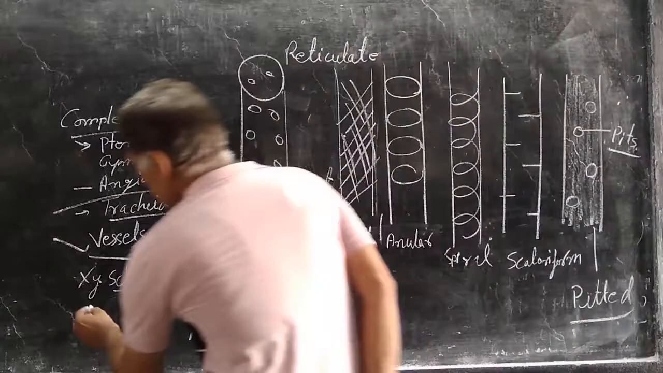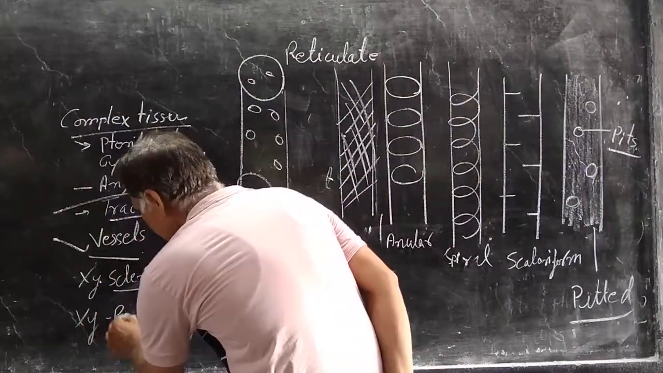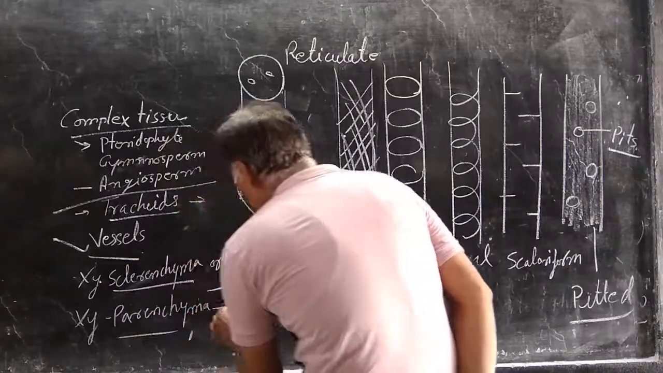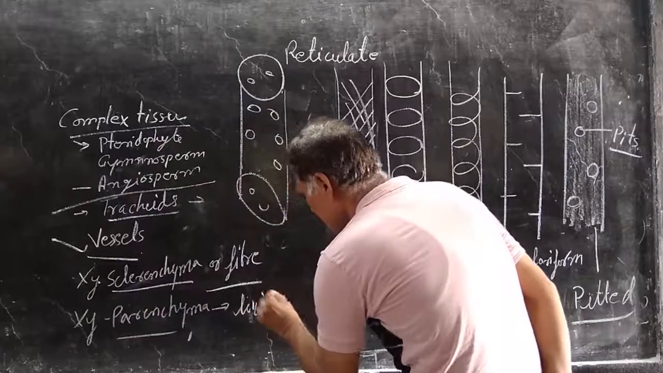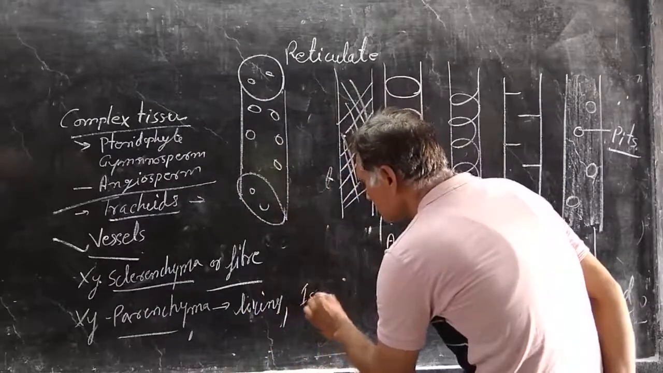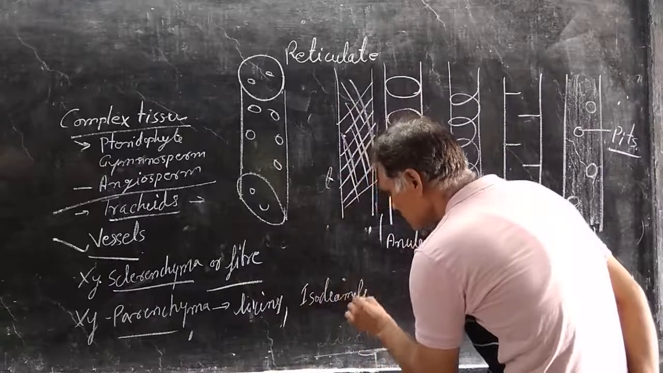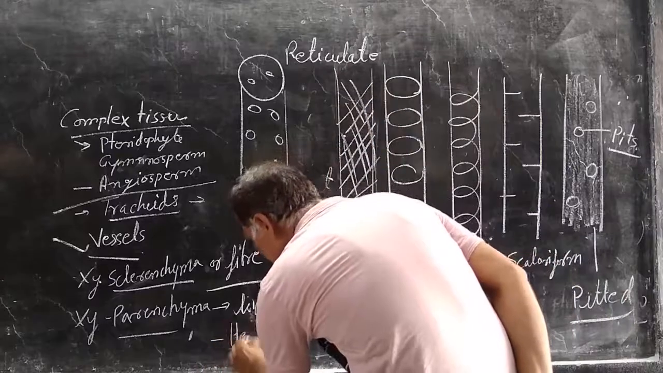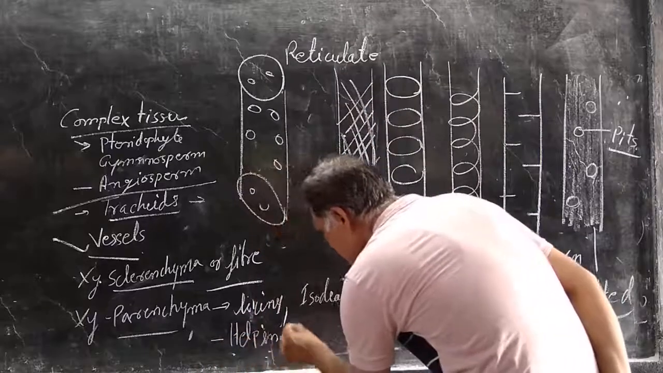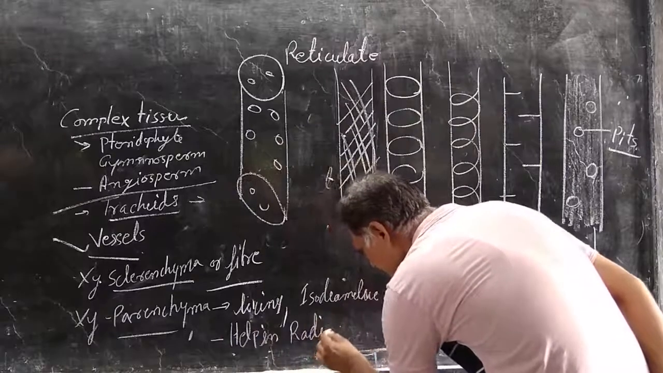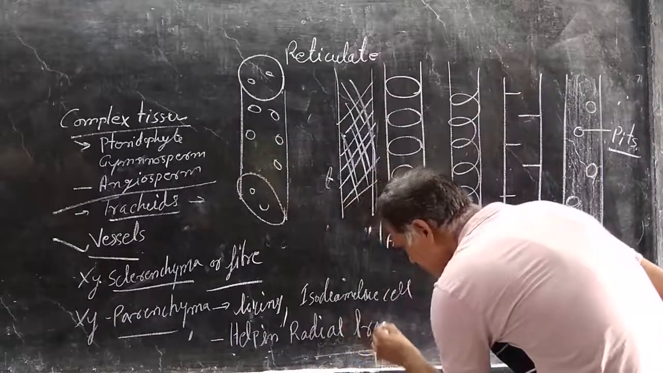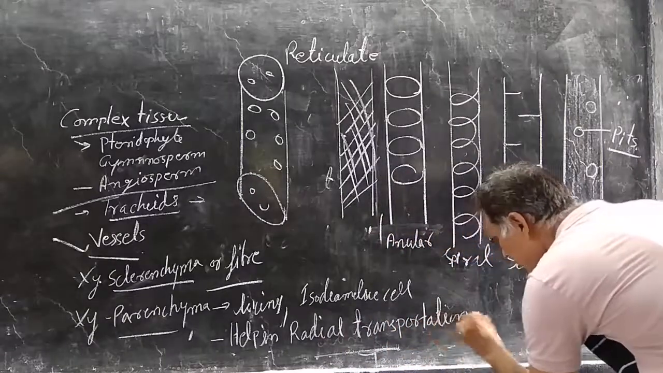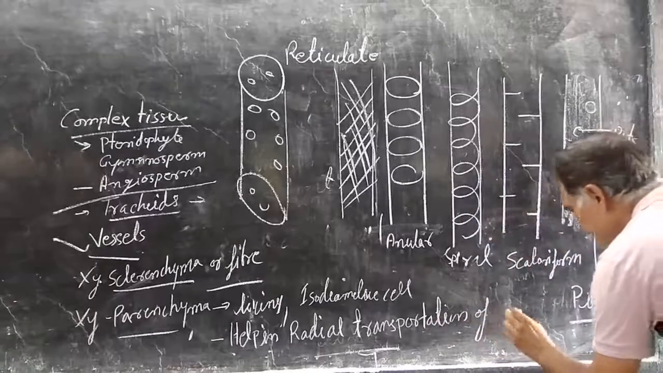And the fourth type of tissue is xylem parenchyma. It is living isodiametric cells that help in radial transportation of different materials.